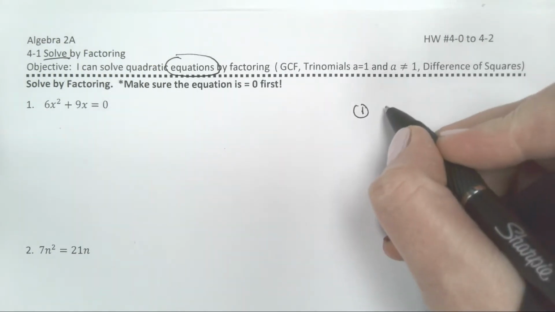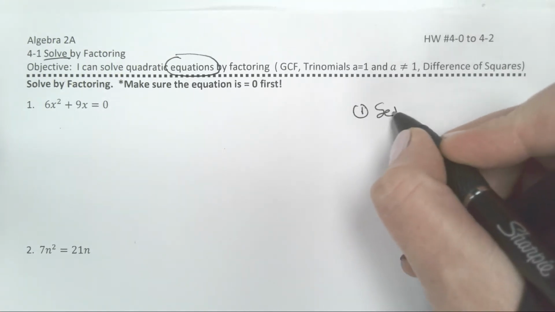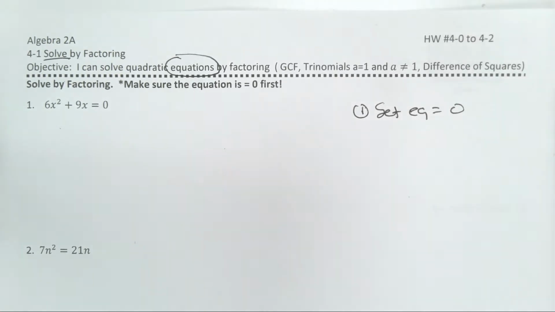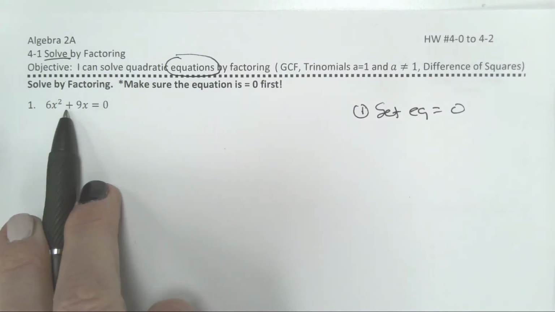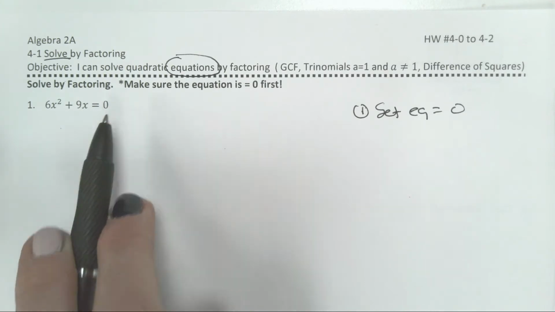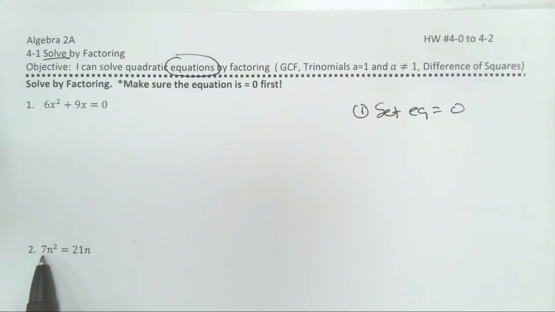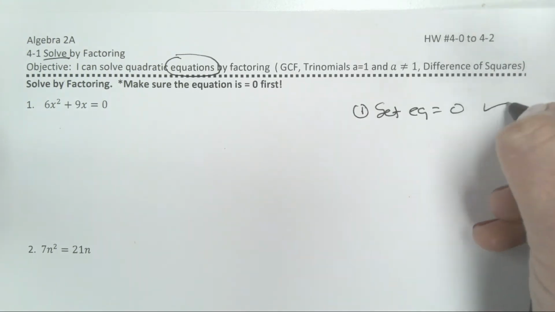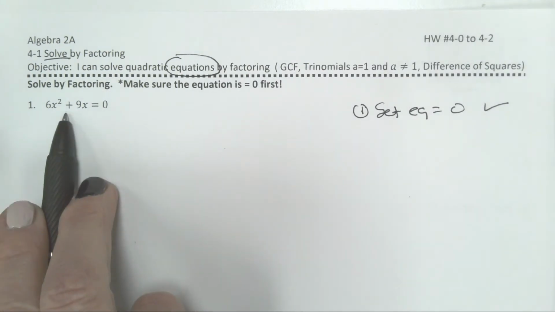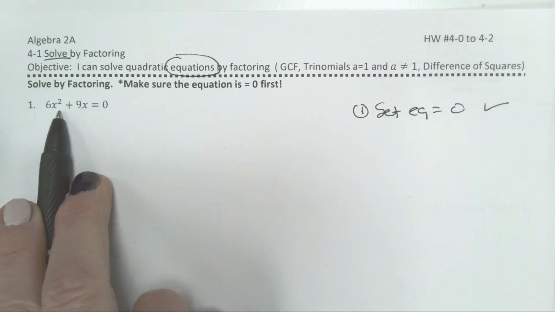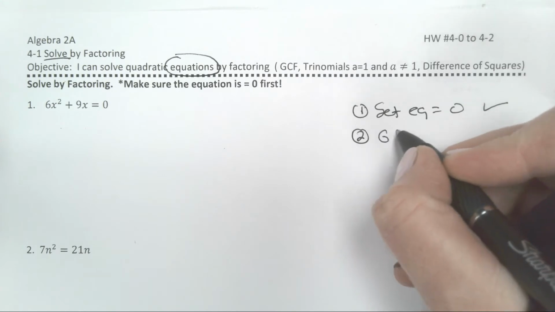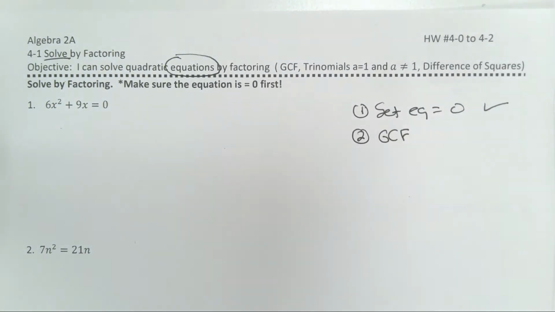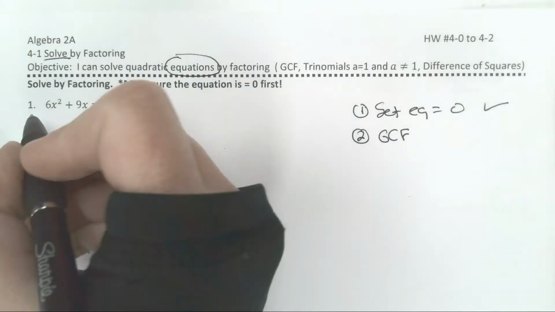Step number 1, you always have to make sure that your equation is set equal to 0. In problem number 1, yep, all of my variables are on the left side, it equals 0. When we get to number 2, no, we're going to have to fix that. So set equation equal to 0, check. All right, so I have to factor it. So when I look at this, everybody has an x, and so that is what a GCF kind of problem looked like yesterday. So I'm going to factor out the GCF.